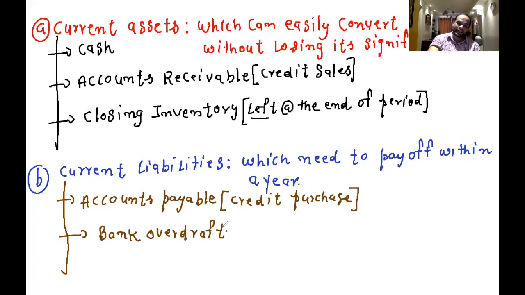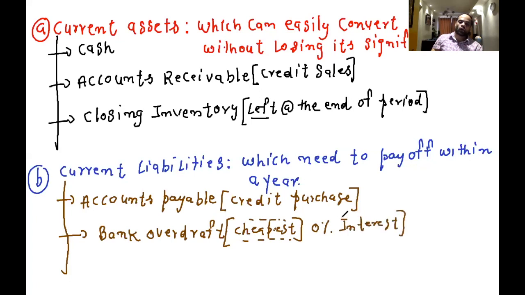So that's why sometimes we call bank overdraft the only source of finance which is cheap, or the cheapest source of finance. Why? Because it has 0% interest, or it's an interest-free loan, an interest-free short-term loan. But of course, not everybody is going to get that bank overdraft.